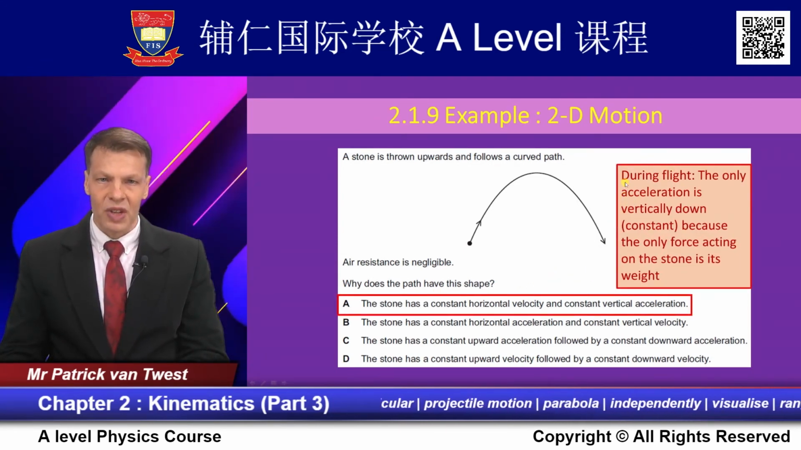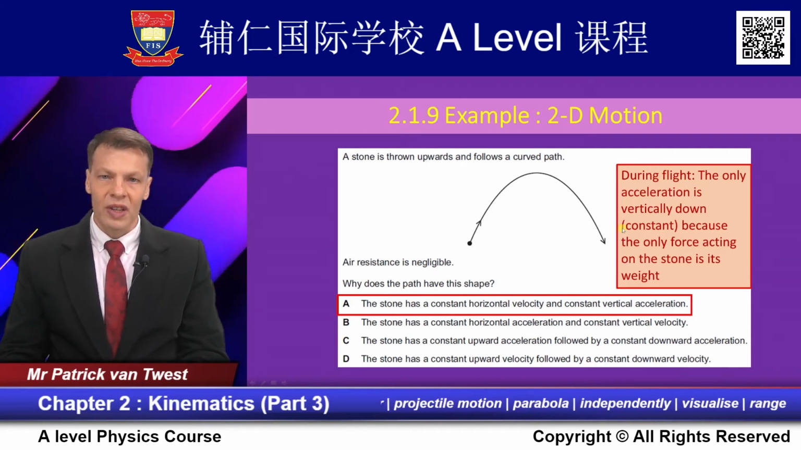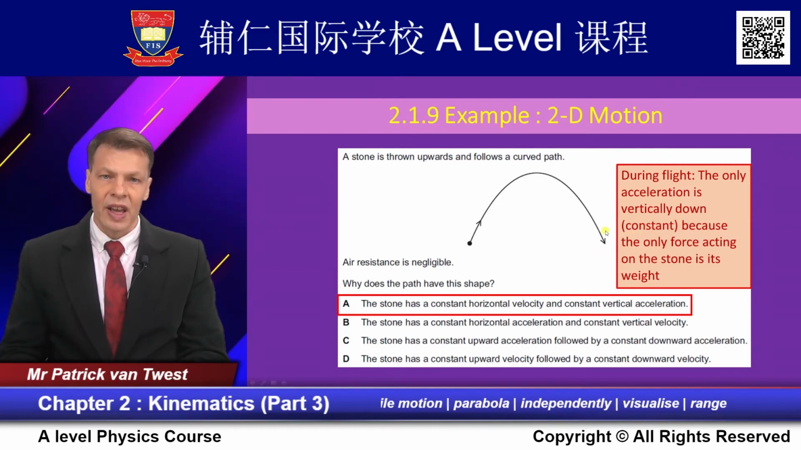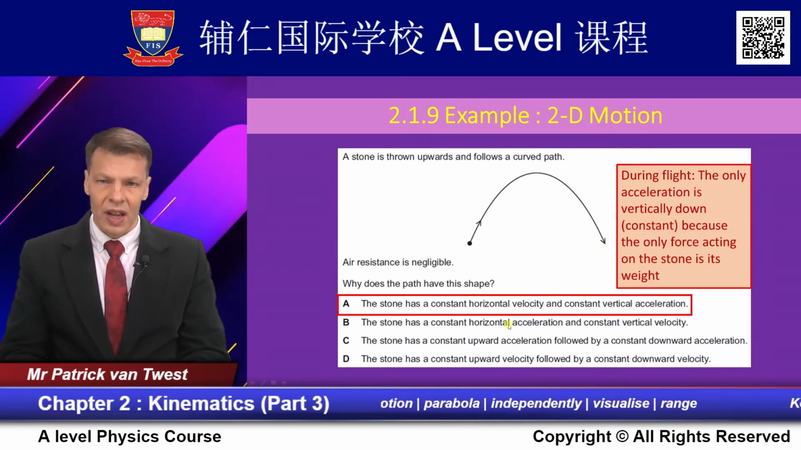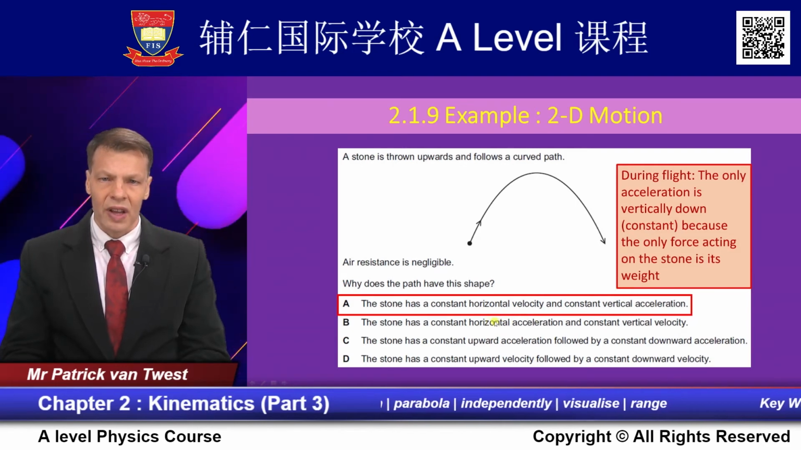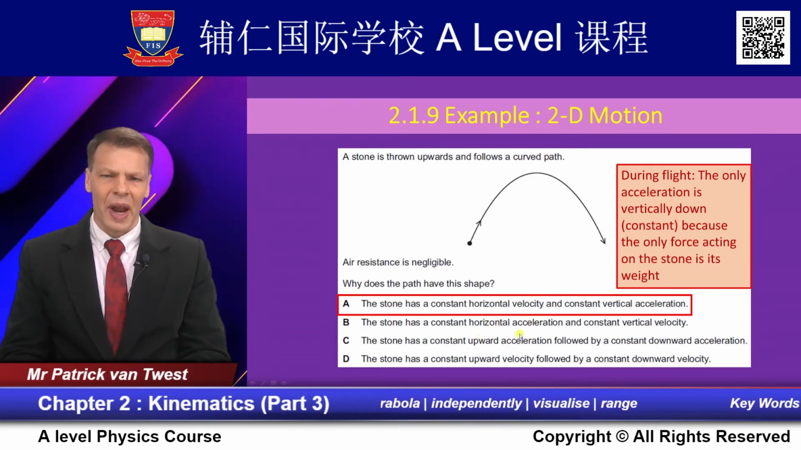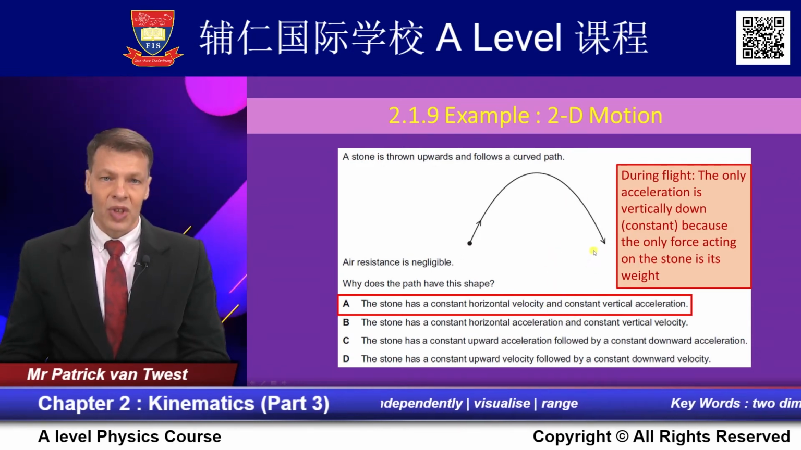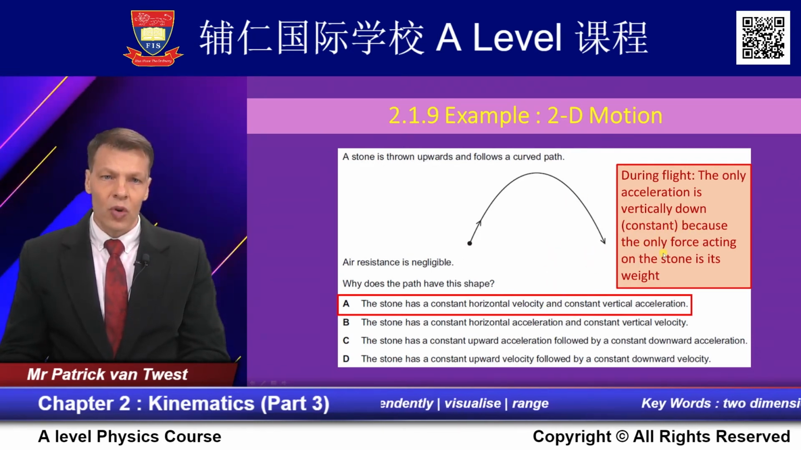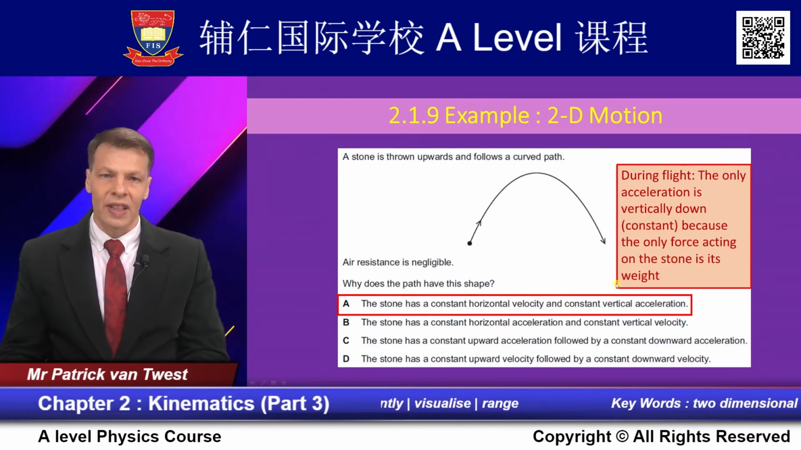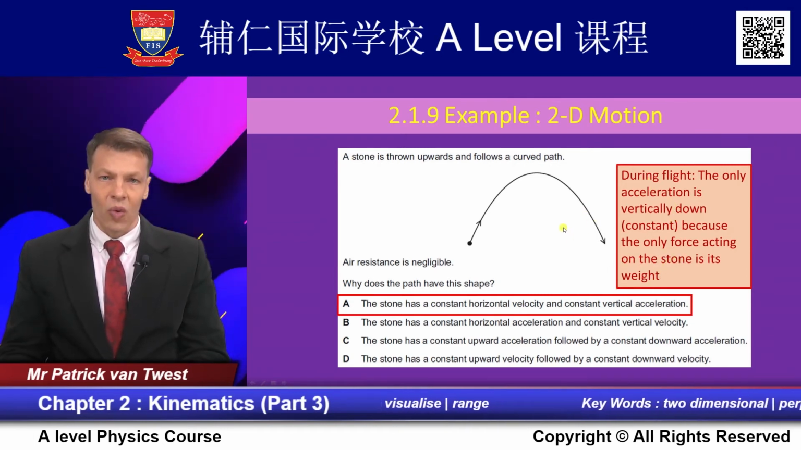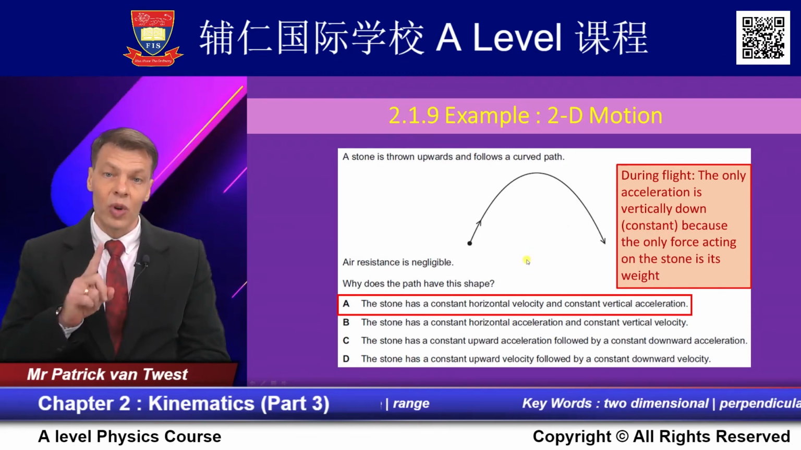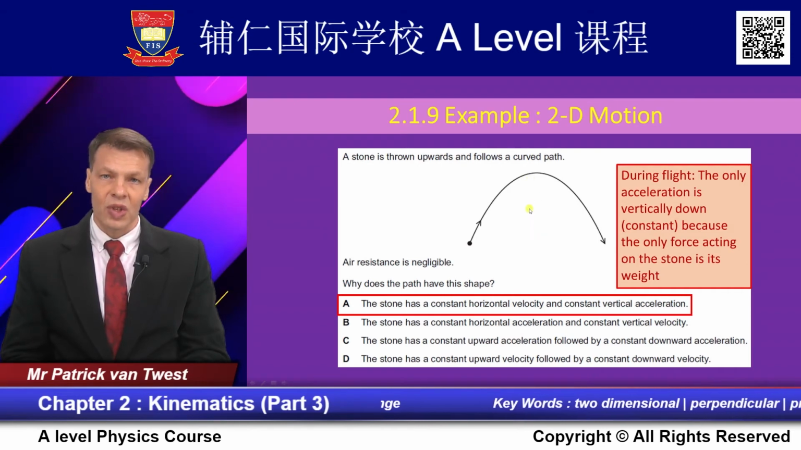Okay, now the key for me is during the flight, the only acceleration is vertically down. As we've seen in all the examples today, the only acceleration we've looked at is down. So these other answers that talk about a horizontal acceleration or an upwards acceleration just won't apply in this situation, because the only force acting on the stone is its weight. That's why, as soon as you let it go, after the stone is released, the only force acting, with no air resistance, is weight.